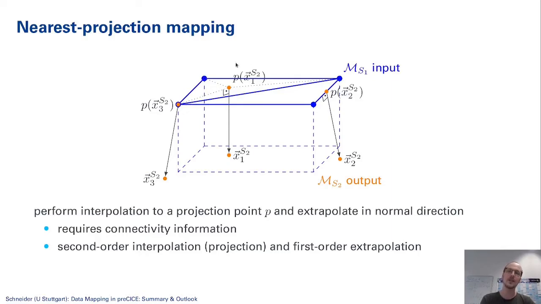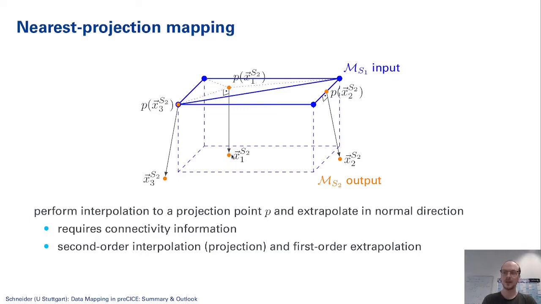In our example here, we have the definition of an edge connecting the blue sphere here and the blue sphere here. Combining several edges, one can also then define triangles and quadrilaterals. Using this, preCICE can then perform the weighted interpolation to the projection node, which is mostly of second order, and a first order extrapolation in normal direction.